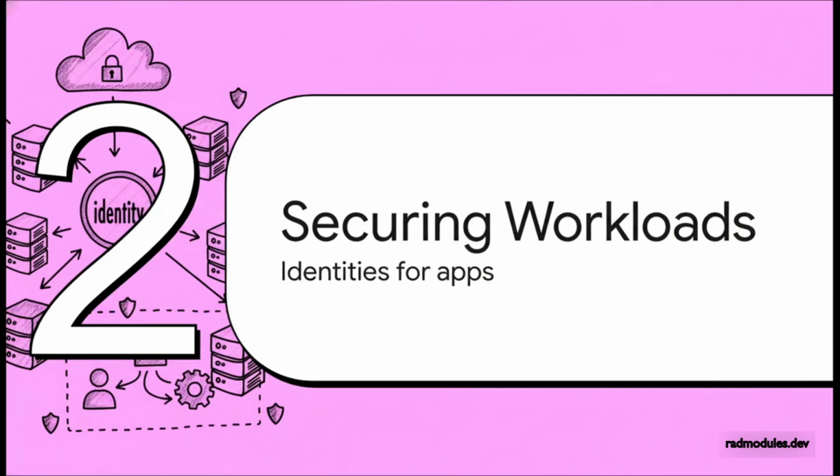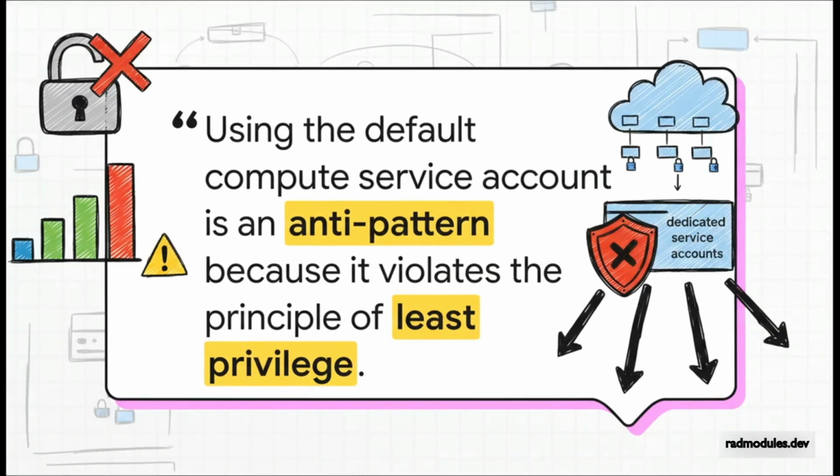All right, so we've talked about people, but what about our apps, our VMs? They need identities too, right? That's where service accounts come into play. Okay, listen up because this is huge. I cannot say this enough. Do not use the default service account in production. Seriously. It gets the super powerful editor role by default, which is a gigantic security hole.